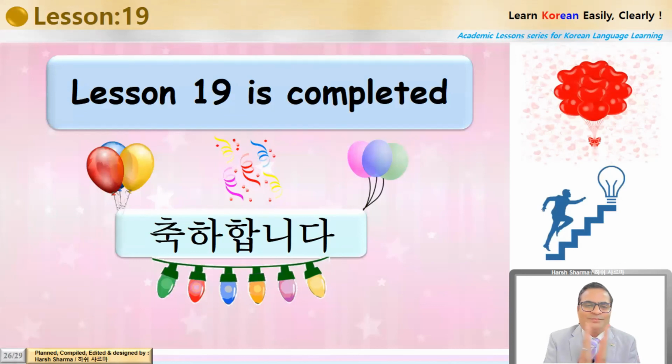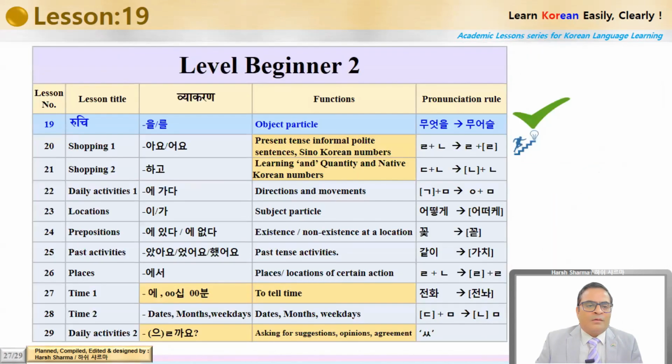축하합니다. Congratulations, lesson 19 is completed. Keep doing revision if you are facing any problem. And in lesson 20, we are going to learn present tense informal polite sentences with the IO grammar.